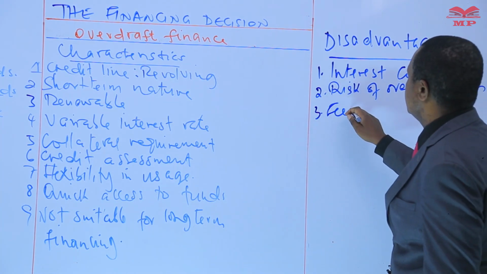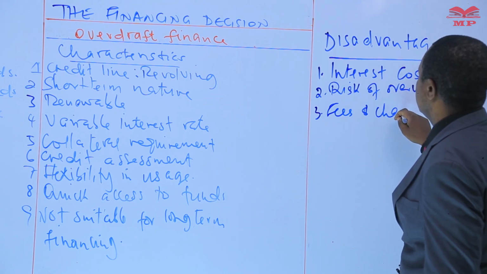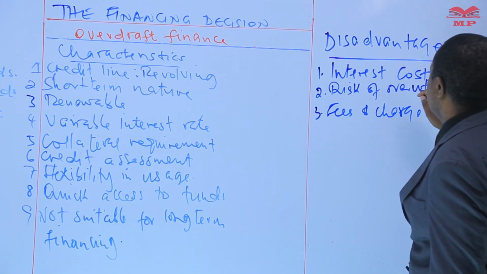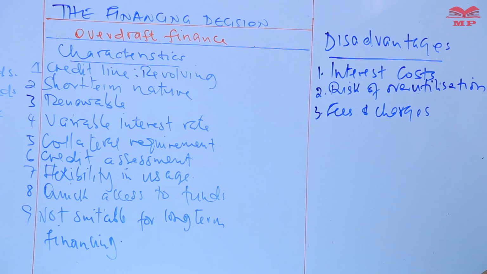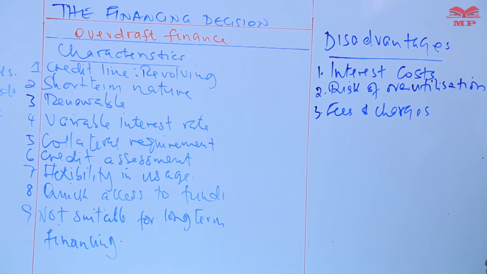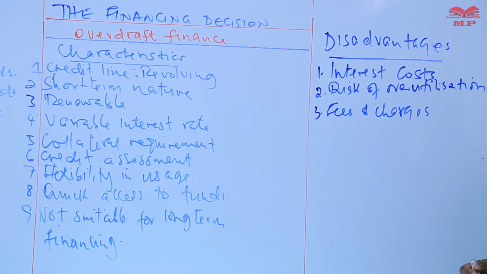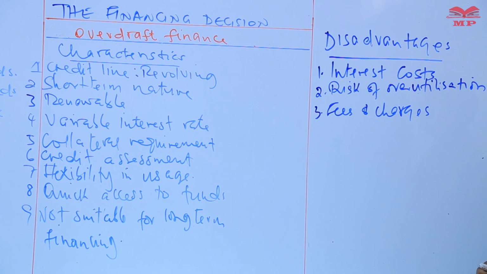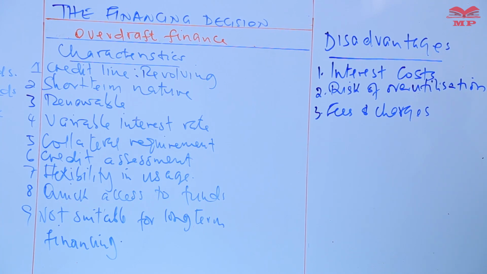Number 3, fees and charges. Overdraft facilities often come with fees and charges, including usage fees, service fees, and potentially penalty fees for exceeding the approved limit. And these costs can add up over time.